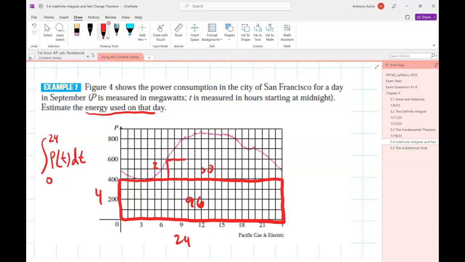Oops. I need to erase that. And then we'll count all of these boxes. So 1, 2, 3, 4, 5, 6, 7, 8, 9, 10, 11, 12. And I'll count all of those boxes. 1, 2, 3, 4, 5, 6, 7, 8. And then I'll count anything else that I haven't.